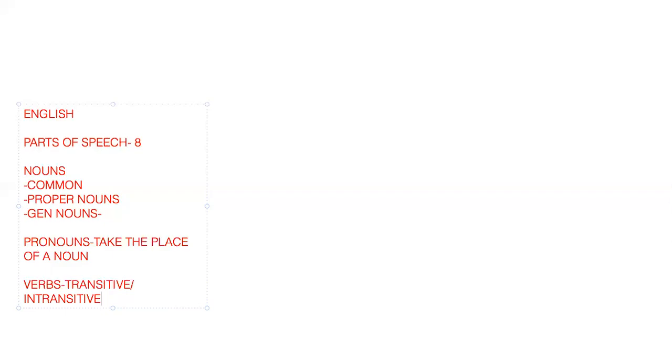Action verbs. Action verbs show what the subject is doing in the sentence. That is an action verb. Linking verb. A linking verb links the subject of a sentence to a noun or pronoun. That is a linking verb.